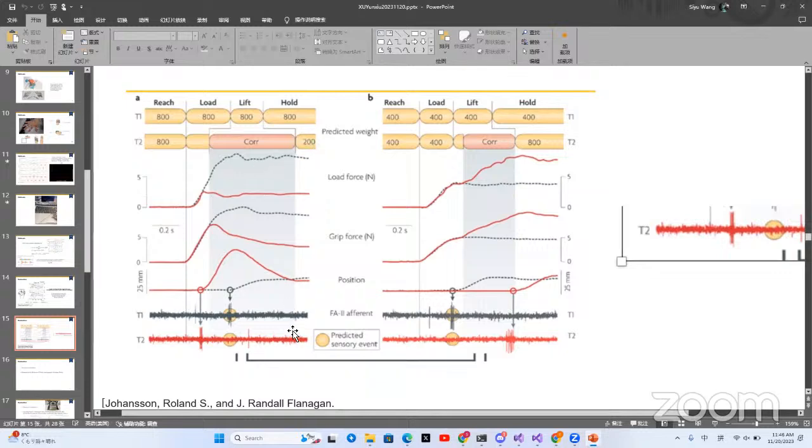Then you will feel, oh, it's 200 grams. So if we can reproduce this sensation of the FA2 receptors by using vibration, it's important to our research. Yeah. Thank you.